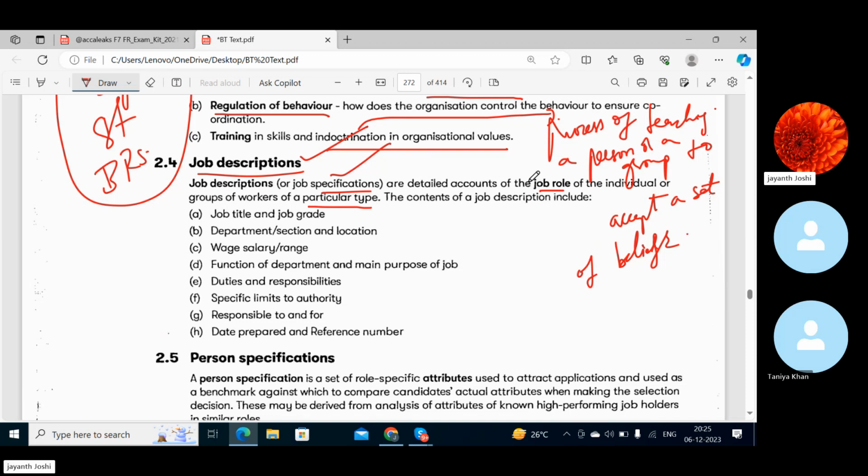Or what job role they want the individuals to perform, or a particular type of worker group of people they want to hire who are experts in some particular area. That's what they will be looking for. So contents of job description include, that means if someone has to describe you for a particular role, they want to hire someone, how they will describe that particular role.